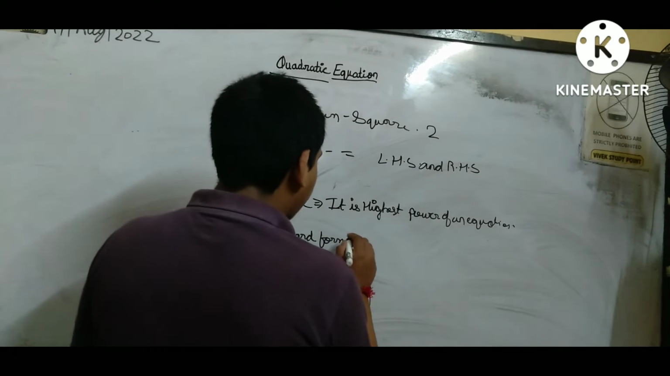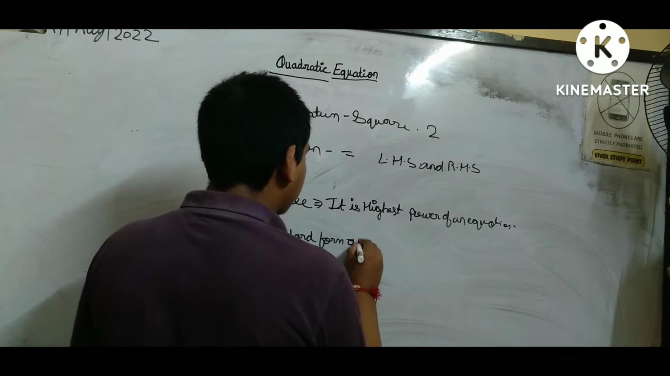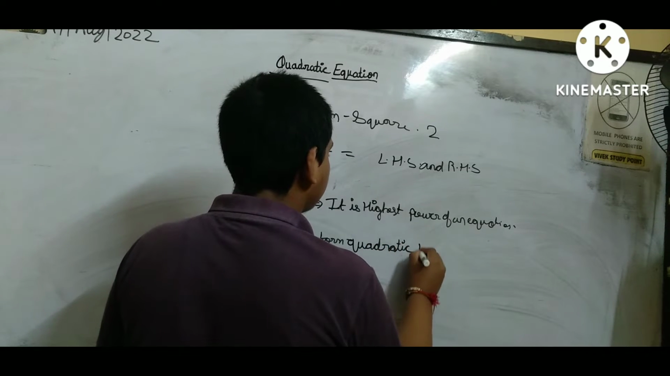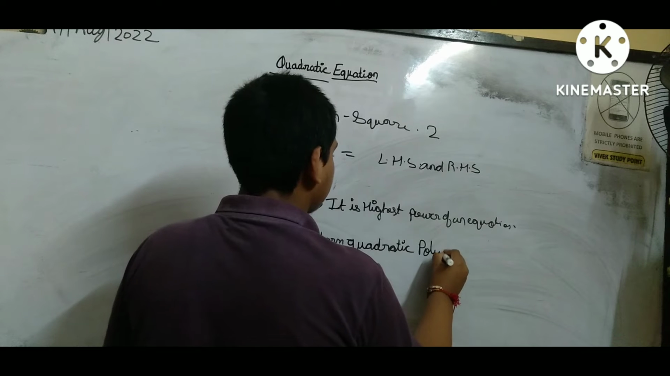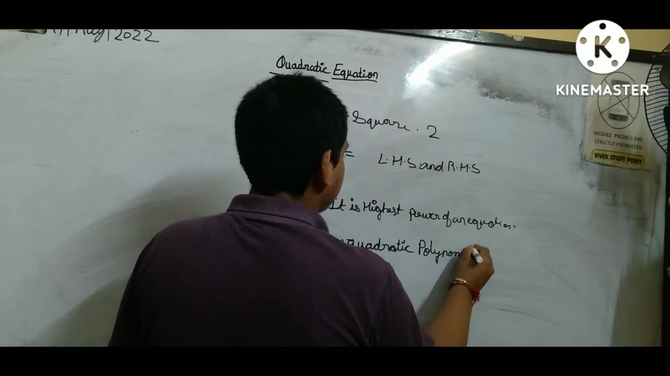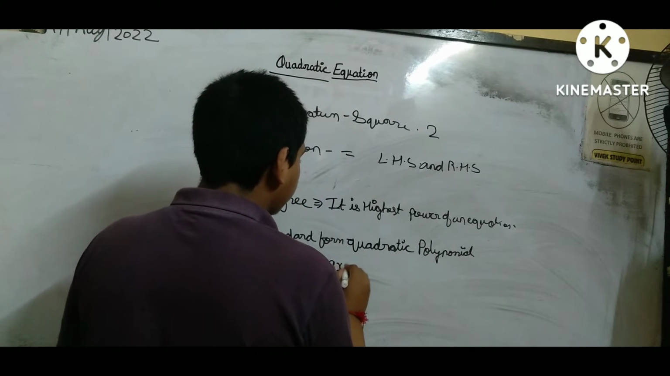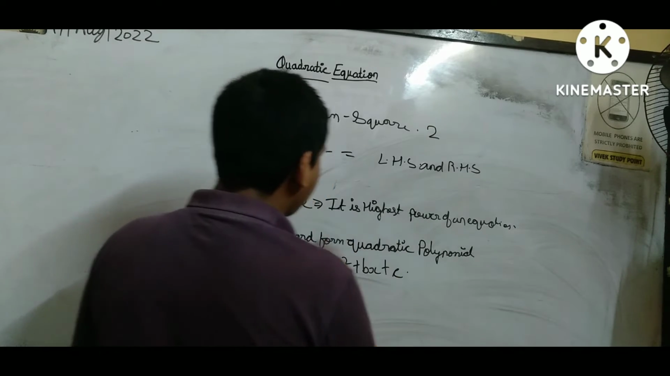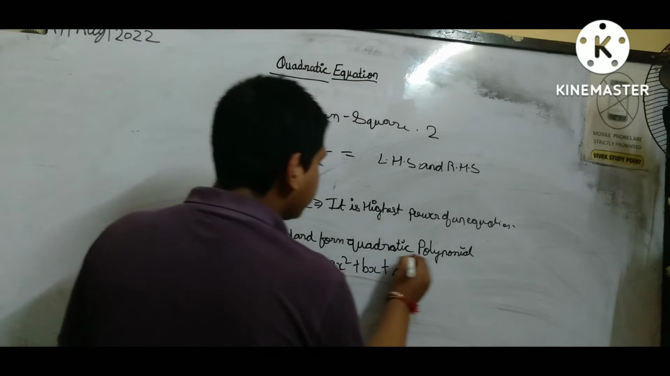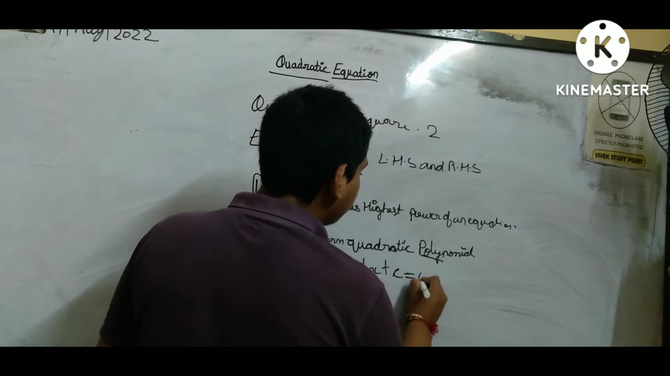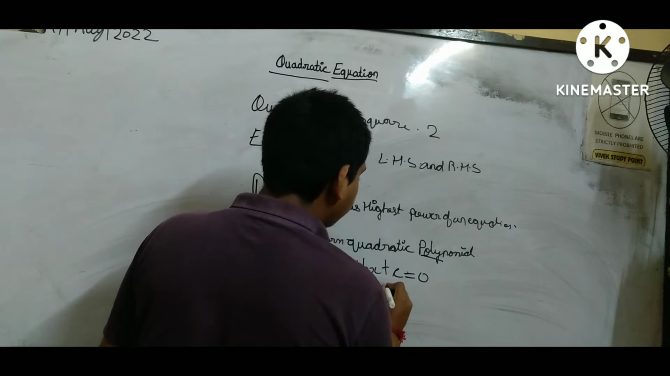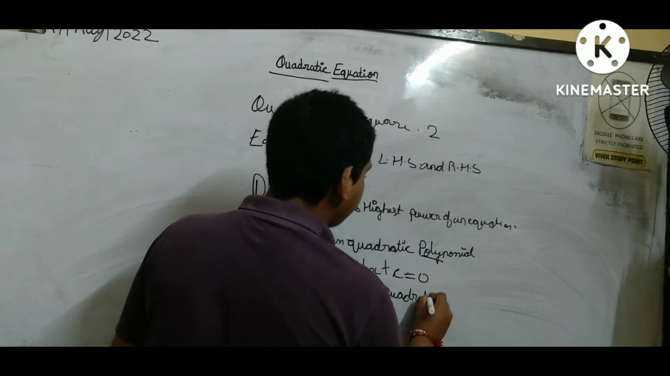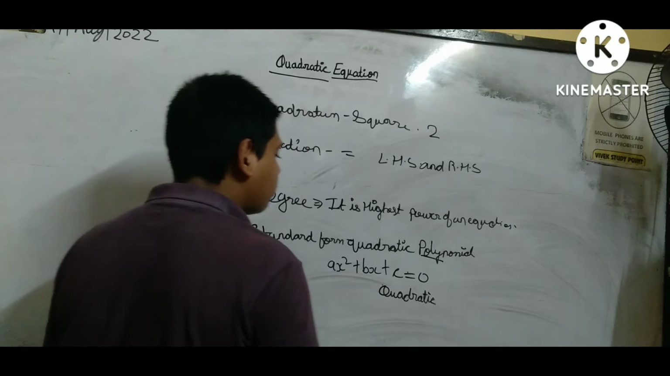So I am writing the standard form of the quadratic polynomial: ax square plus bx plus c. This is the standard form of the quadratic polynomial. But if we take it equal to 0, then it's called the standard form of the quadratic equation. This is the main difference between quadratic polynomial and quadratic equation.